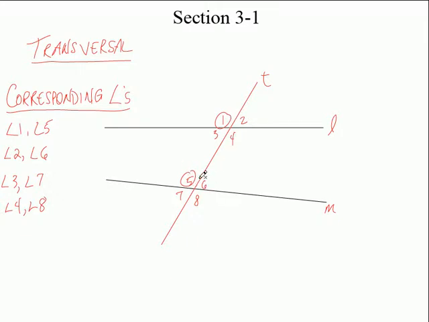3 and 4. 2 and 4. 1 and 3, 5 and 7, 5 and 6, 6 and 8, 8 and 7. You get it? Those are all linear pairs. That's old stuff. We've already talked about that. Let's talk about some new things, though.